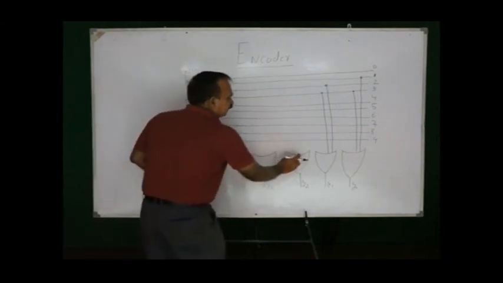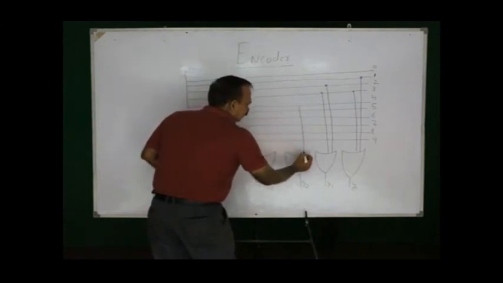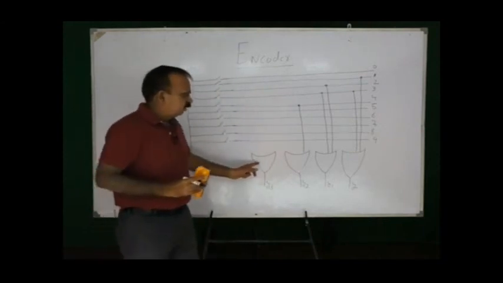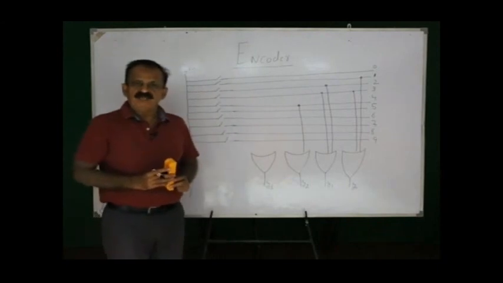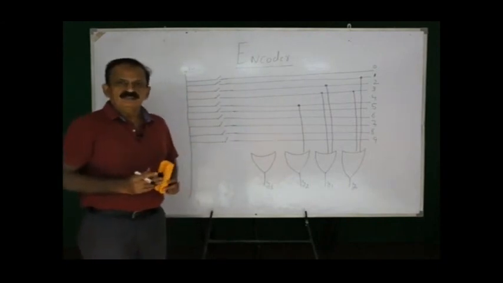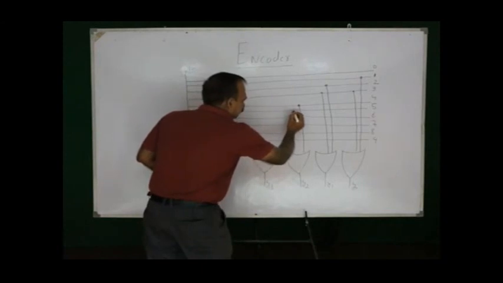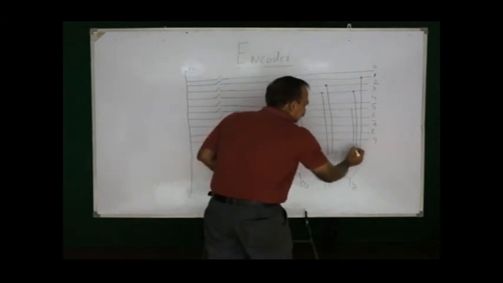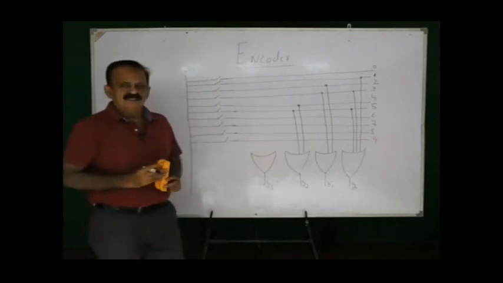That means this gate will be connected with 4. Yes. Now it is 0 1 0 0. What about 5? It is 0 1 0 1. This one is connected and the next one, this one is connected. This will be representing 5, 0 1 0 1.